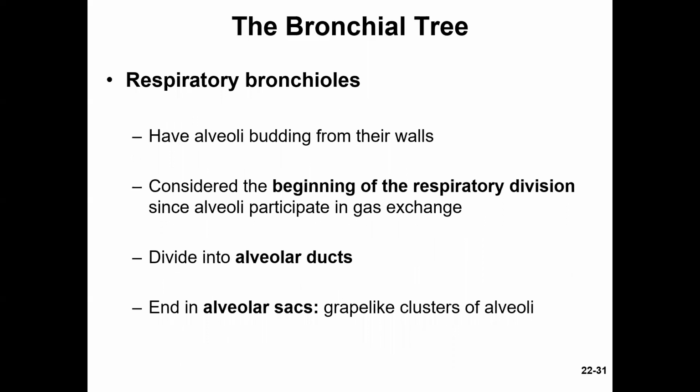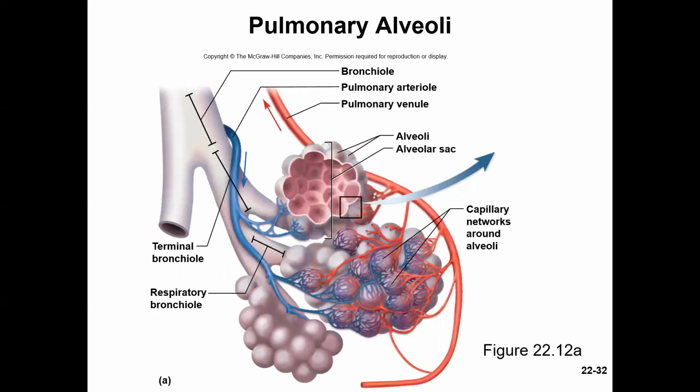So these respiratory bronchioles have alveoli budding from their inner walls. They're considered the beginning of the respiratory division since alveoli participate in gas exchange. They divide into alveolar ducts and end in alveolar sacs, which are grape-like clusters of alveoli.